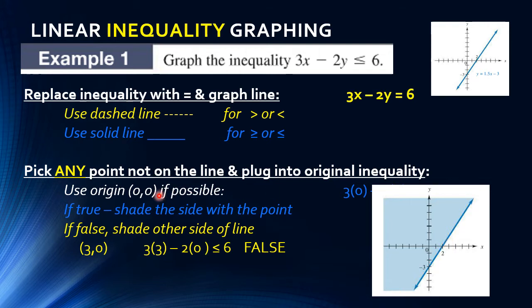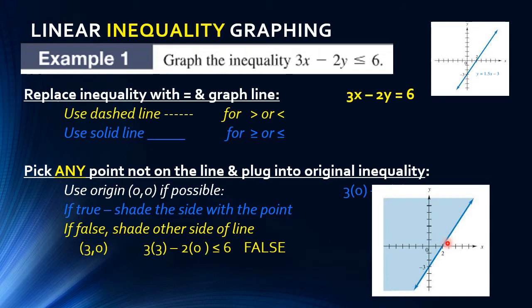We do not have to pick 2 points. We just pick one point that's not on the line, and if it's true, as in the case of the origin, we shade that side of the line. If it's false, in the case of 3, 0, we shade everything on the opposite side of the line, which you can see is true for either side here.